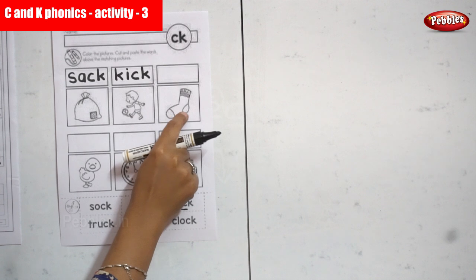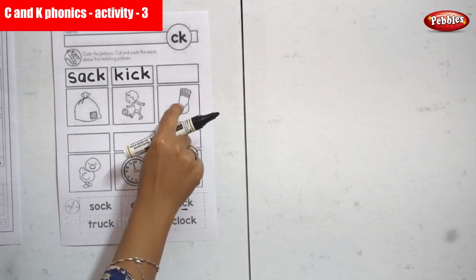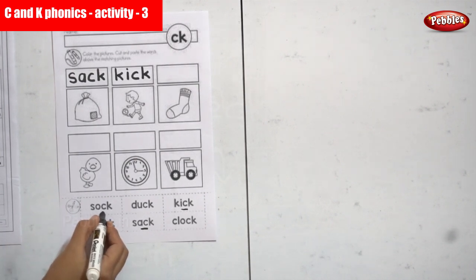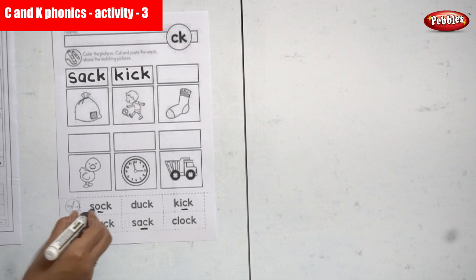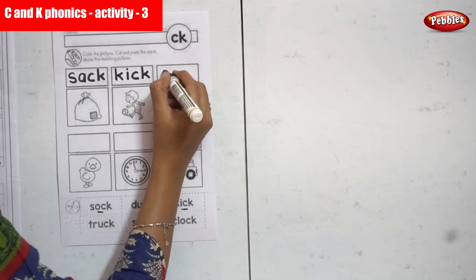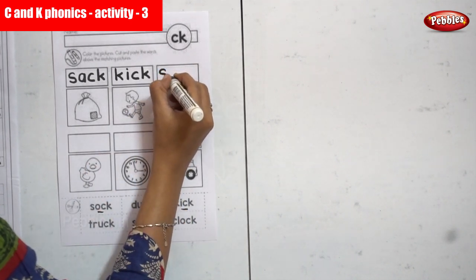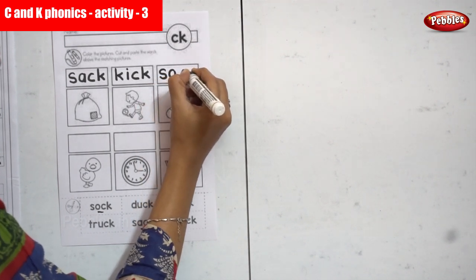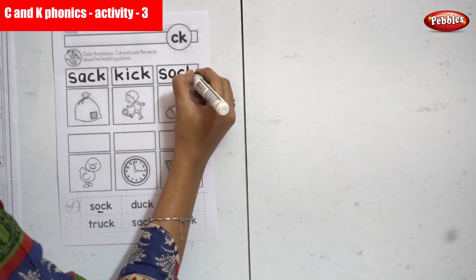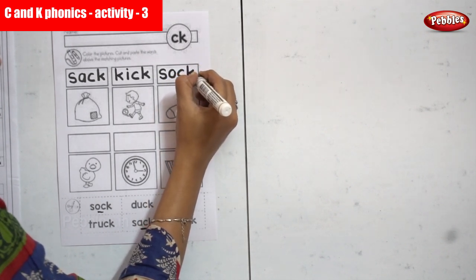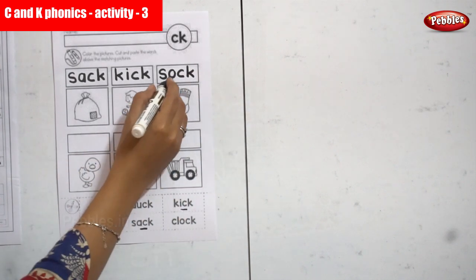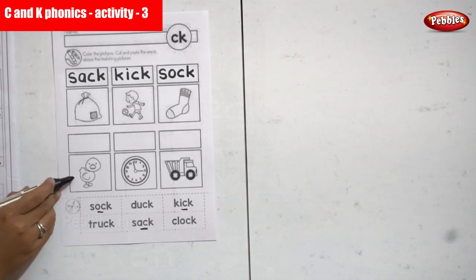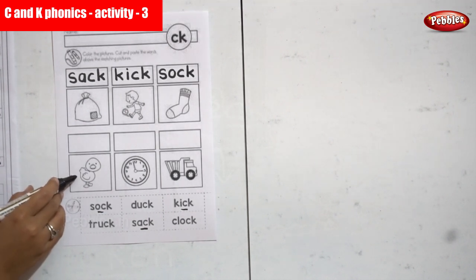Your next picture, what is this? Yes, it's a socks. Now where's the spelling for socks? Here it is. Now we are done with 3 words. Now shall we write S, O, C, K, sock. S O C K. Now here the fourth one is, yes, it's a duck.